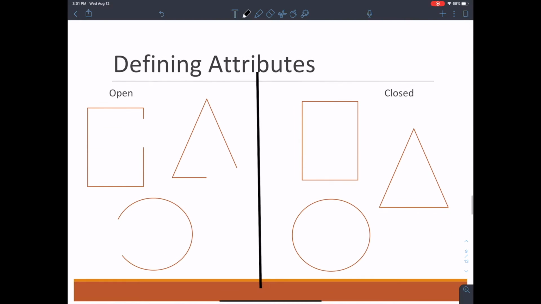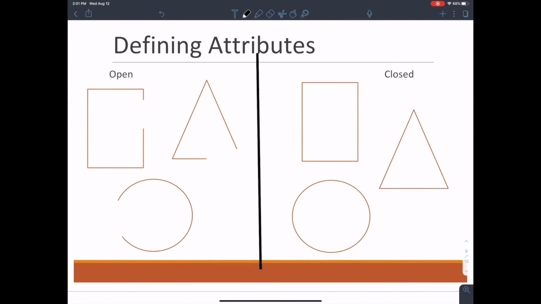Alrighty, on to the next one. We are going to be looking at defining attributes. We're going to be looking at our shapes here, which is a rectangle, triangle, and circle. Do you see how it is incomplete here? Just imagine if you're going to be putting this shape underwater. If you put this shape underwater, water is going to be spewing inside the shape. Where for this one here, the closed shapes, they have no way of having any water going inside that shape.